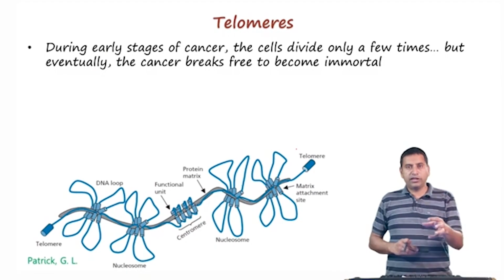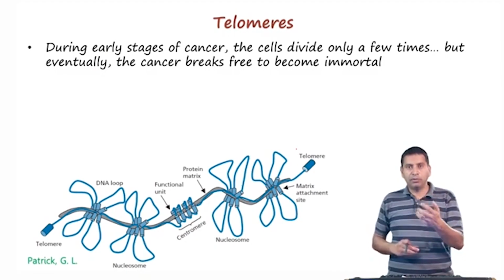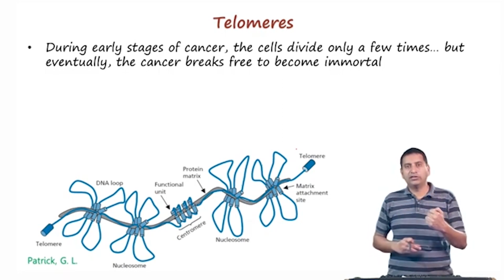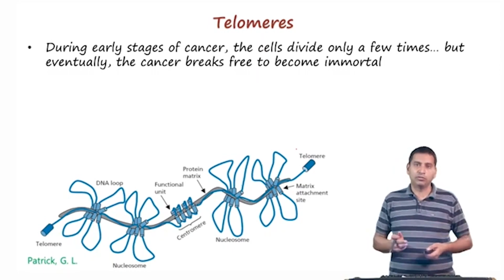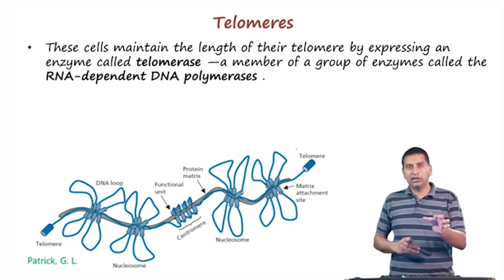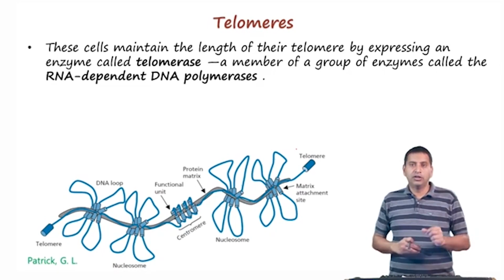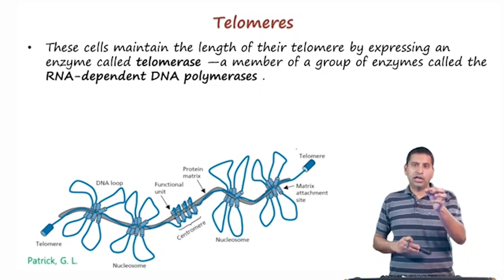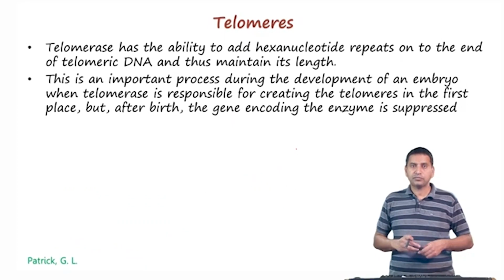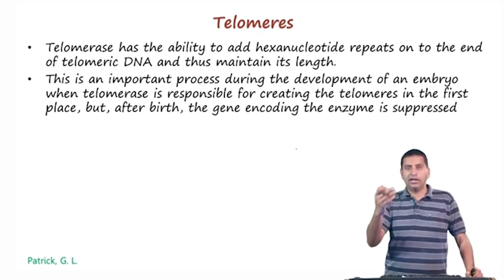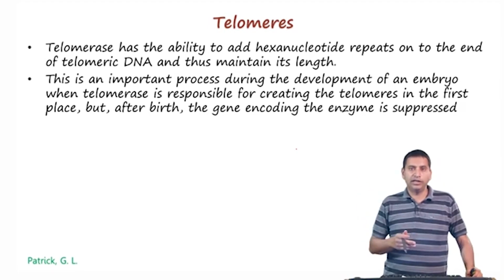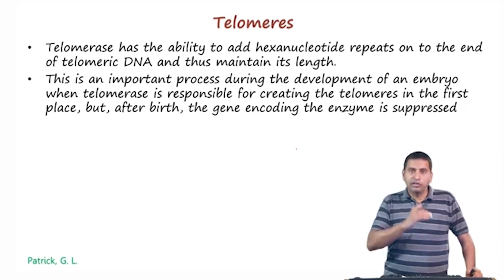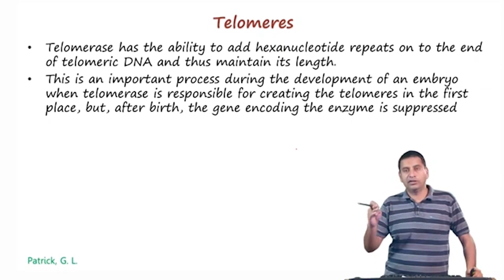So, during early stages of cancer, the presence of telomere is going to imply that the cell will divide only a few times, okay. But somehow the cancer breaks free from this process and becomes immortal. So, the cells maintain the length of the telomere by expressing an enzyme known as telomerase. This is a member of the group of enzymes known as RNA dependent DNA polymerases. So, telomerase has the ability to add hexanucleotide repeats on the end of the telomeric DNA, thus maintaining its length. This is an important process during development of an embryo, where telomerase is responsible for creating telomeres in the first place, but after birth the gene encoding the enzyme is suppressed.